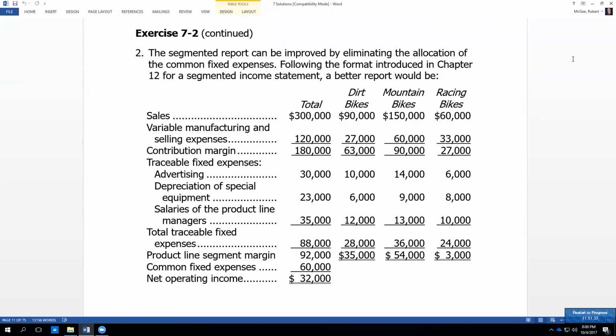You notice what they do here, though. With the common fixed cost, they don't allocate that. That 60,000, they don't allocate it among these 3 on the basis of relative market value or anything else.